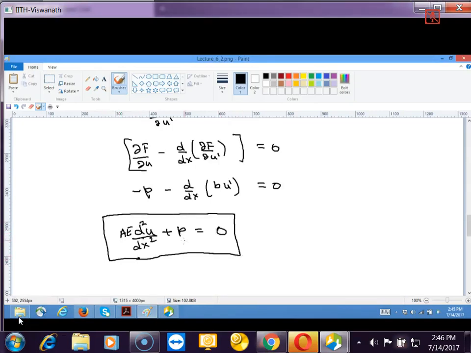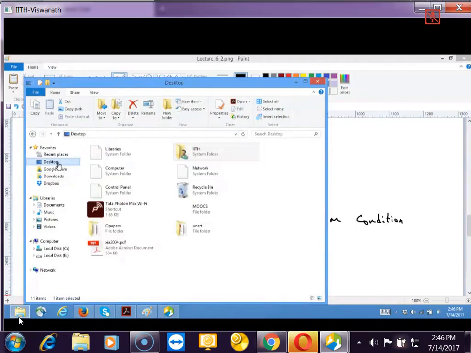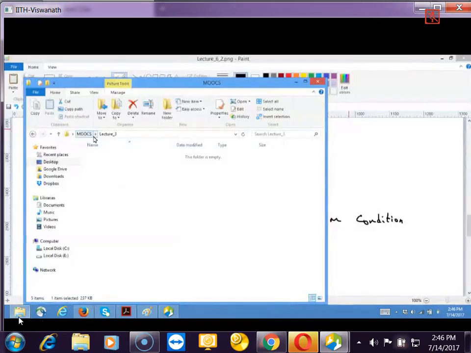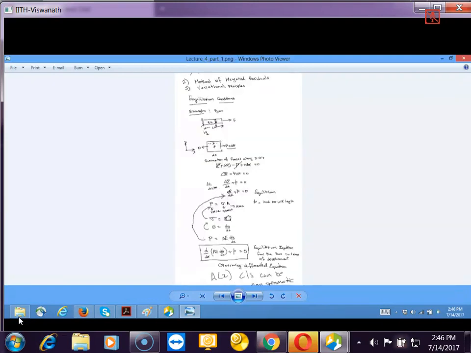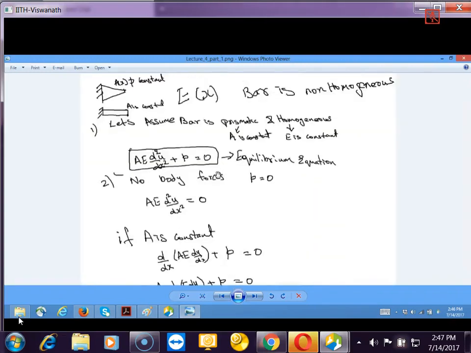If you look back, this is the equilibrium condition. If you recall, I have derived the same equation sometime back when I was giving you equilibrium. So let us go back and check where we have done that. Let me see, in lecture 3, I think I have derived. Is it lecture 3? Not lecture 3, I think in lecture 4 I derived the equilibrium condition. So it falls out to be the same thing. I took AE outside, this is the equilibrium condition. The same equilibrium condition I obtained.